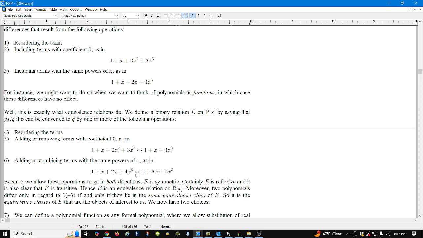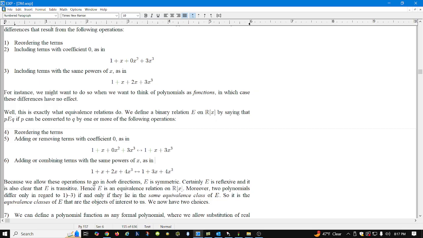It's clearly reflexive. You don't have to do any of these if you don't want to. So a polynomial is equivalent to itself, and it's transitive. So E is an equivalence relation on the formal polynomials. Moreover, two polynomials differ only in regard to these three. You can allow these three if and only if the two polynomials lie in the same equivalence class. In other words, if and only if they're equivalent.